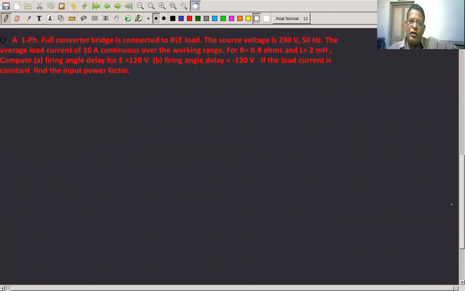A single phase full converter bridge is connected to RLE load. The source voltage is 230 volts, 50 hertz. Average load current is 10 amperes, continuous load current over the working range. R equal to 0.4, L equal to 2 millihenries, and find the firing delay angle for E equal to 120 volts, and firing delay angle for E equal to minus 120 volts. The load current is constant. Find the input power factor.